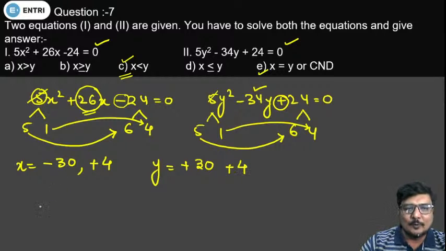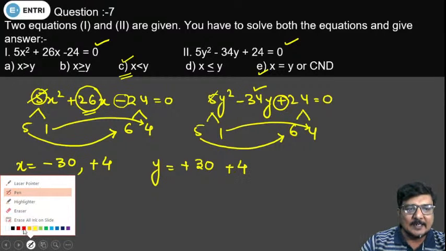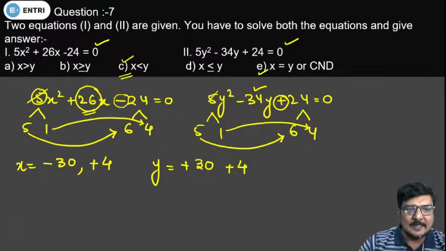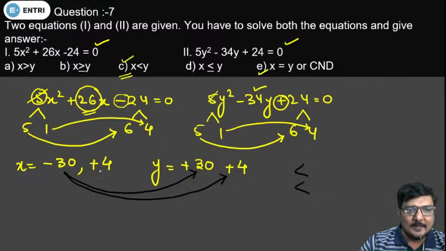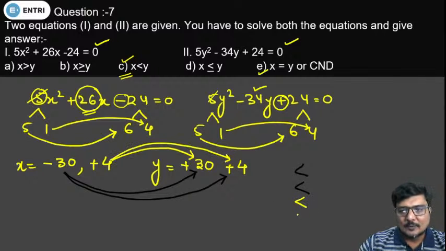Now when we are going to compare minus 30, try to understand, minus 30 with plus 30, we are having minus 30 as less than, and minus 30 with plus 4, it will be less than. Now we are going to compare 4 with plus 30. So 4 with plus 30 is less than, and 4 and 4 are equal. So the right answer for this particular question will be x is less than or equal to y.